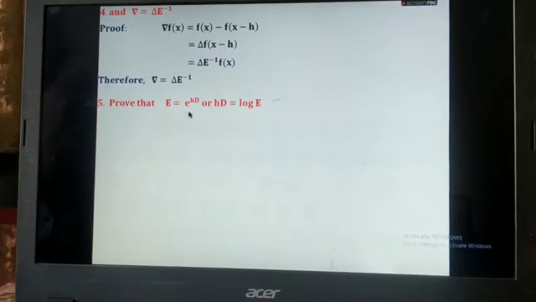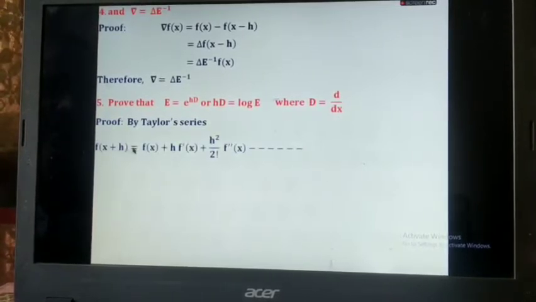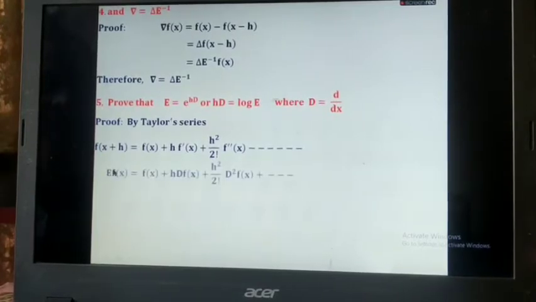Next, to prove that E = e^(hD), or hD = log E to the base e, where D is d/dx. For that, consider the Taylor series of f(x+h). F(x+h) by Taylor series is f(x) + h f'(x) + (h²/2!) f''(x) + (h³/3!) f'''(x), and so on. Now this f(x+h) is written as E f(x). Keep this f(x) as it is. F'(x) is the differentiation of f(x).